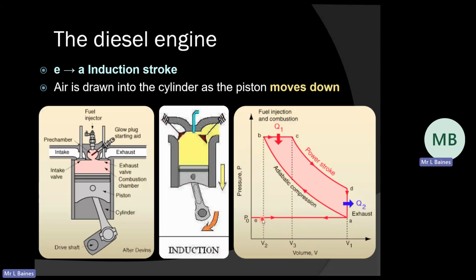Very similar here to a petrol engine. So my piston moves downwards, which increases my volume. It's slightly below atmospheric pressure in order to get the air to flow inwards. Okay, so we get our induction stroke, drawing the air in. That's my piston moving downwards to make that happen.